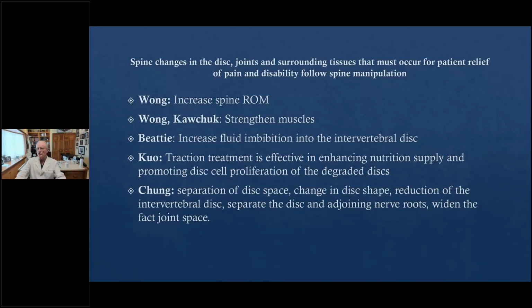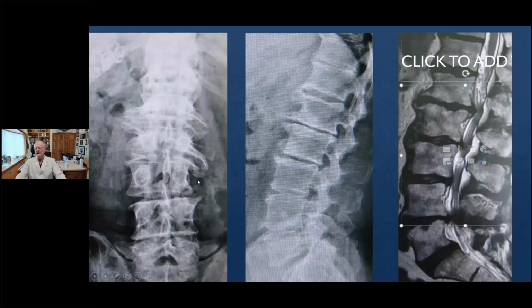And then remember the work of Chung from Radiology Journal. When we do distraction, we change the shape of the disc, we increase the disc space, we reduce the intervertebral disc herniation, we separate the disc, making room for the nerve roots and the DRG, and we widen the facet joint space.